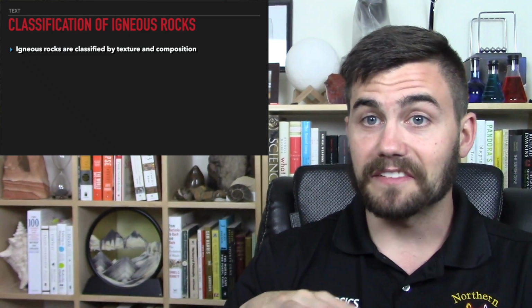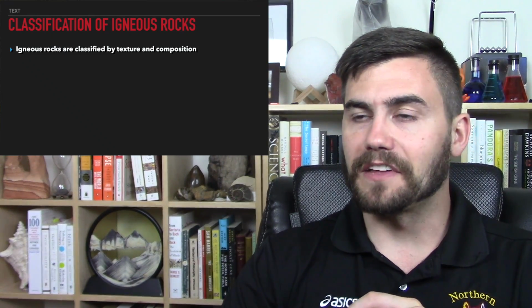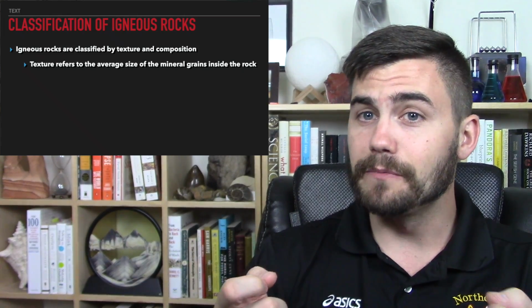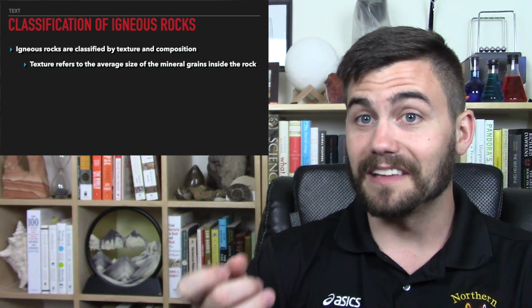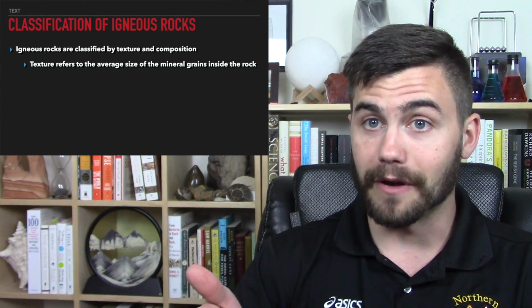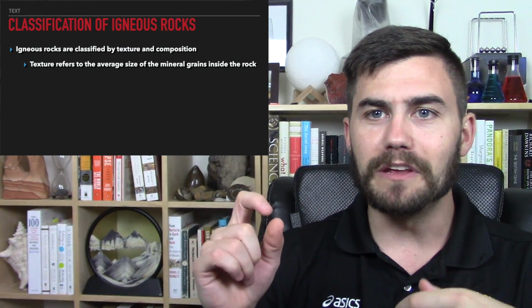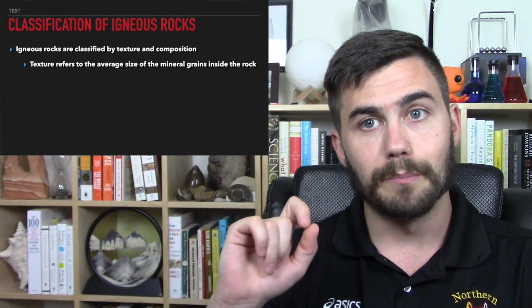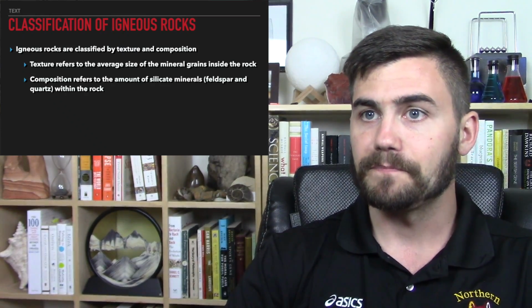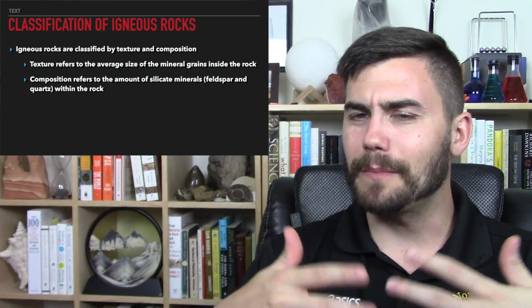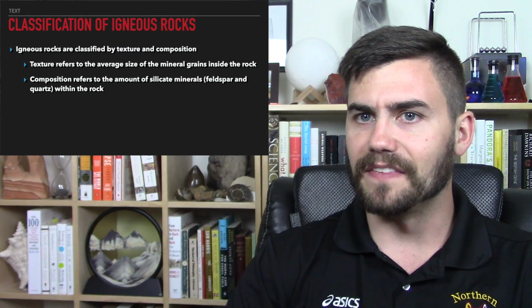Now, the way we classify igneous rocks is based on their texture and their composition. The texture is pretty easy to see, and it tells you whether or not the rock is intrusive or extrusive. So with certain igneous rocks, you can see the individual minerals that they're composed of. Whereas composition really refers to how much silica is present in the igneous rock.